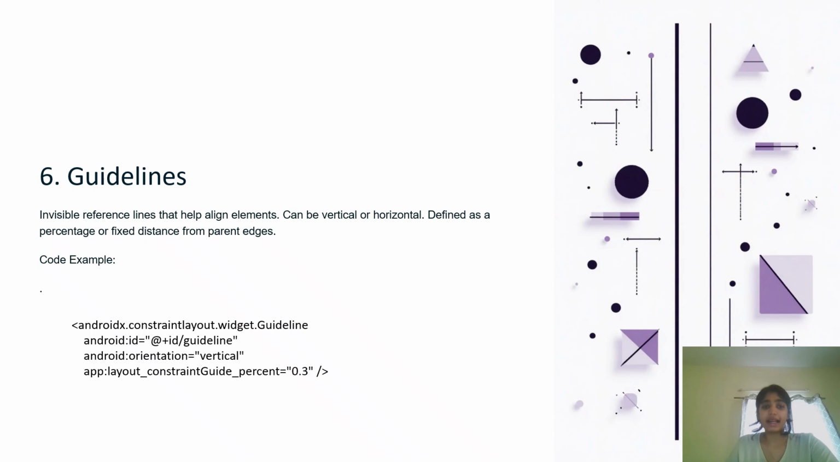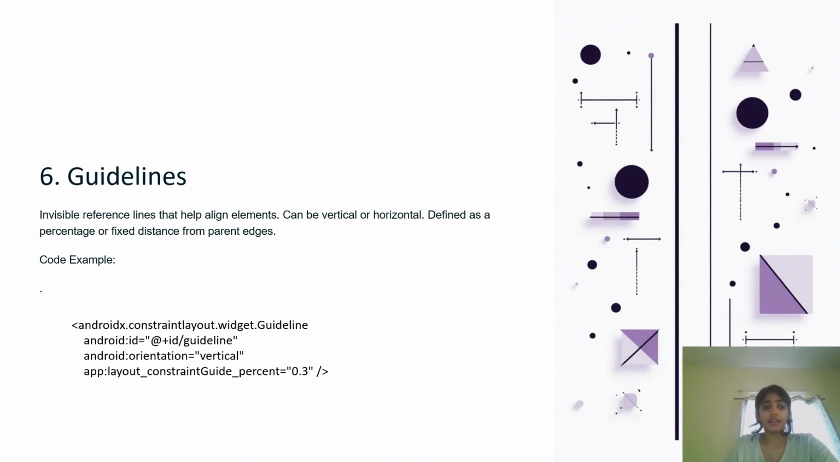Now we'll follow the guidelines. So, what is meant by guideline? A guideline is an invisible line in a constraint layout used to align or position views consistently. And we have vertical guideline and horizontal guideline.